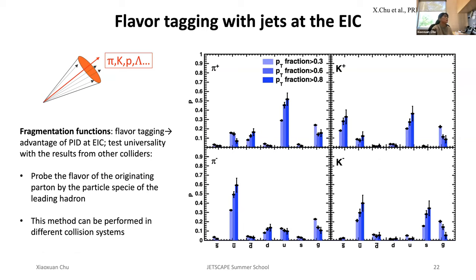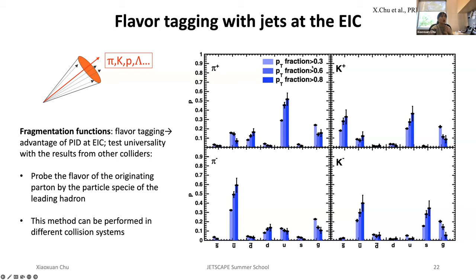So basically we perform this simulation study, we reconstruct jets, and we tag the leading particle species. Leading particle means the highest pT particle inside the jets, whether it is a kaon, pion, proton, or even lambda, and we see what is the flavor of the originating quark. And we see very strong correlation between the leading particle species and the flavor of the originating parton. So if the leading particle is a pi plus, it is with very high probability that the originating quark is a U quark.